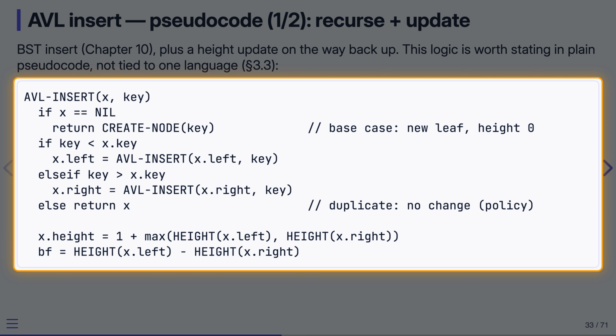Let us put it together as pseudocode. The first half is just the binary search tree insert from chapter 10 plus 1 extra line. If X is nil, we reached an empty spot, so we create a new node and return it. If the key is smaller, we go left. If it is larger, we go right. If it is equal, it is a duplicate, and this course changes nothing. Then, on the way back up, the AVL part starts. X's height becomes 1 plus the larger of its 2 children's heights, and the balance factor is the left height minus the right height.